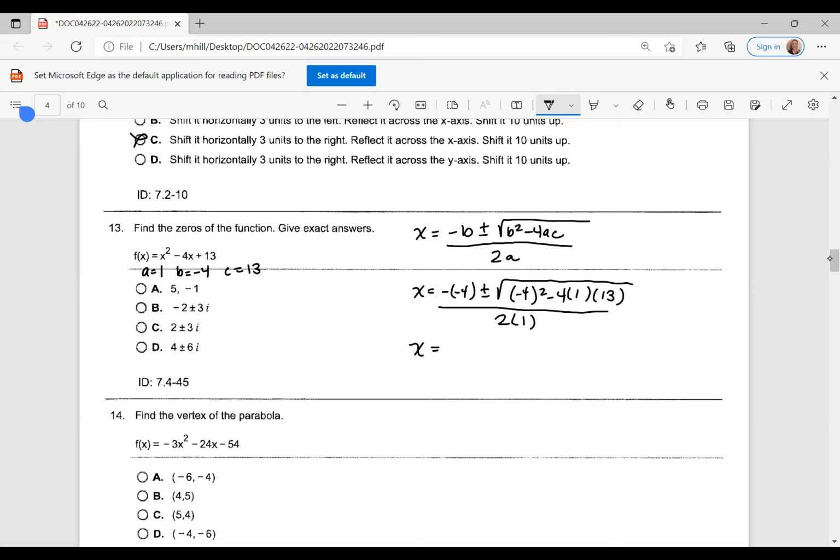I would strongly encourage you to take this step by step. Don't try to type all this in your calculator at one time. Just do -4. Well, that's a +4. Then we've got plus or minus. You could figure out this part underneath the square root sign in your calculator if you want to. It's going to be 16 minus 4 times 13. That's what we're going to end up with there. So you could just type that part in your calculator.